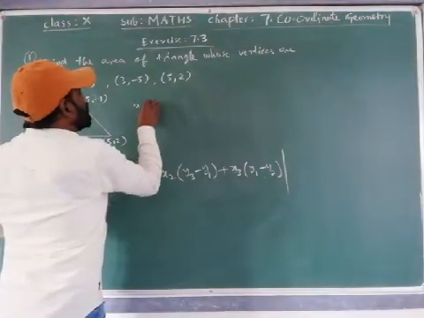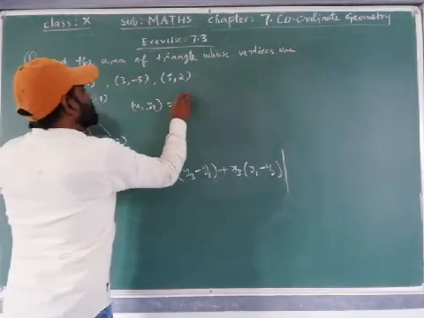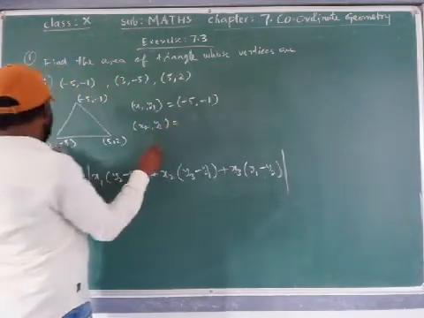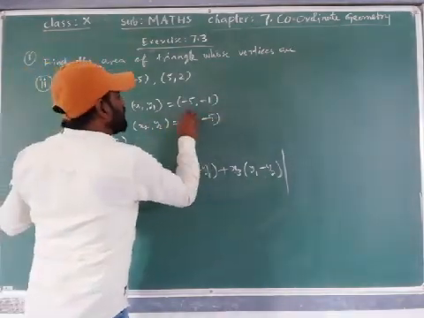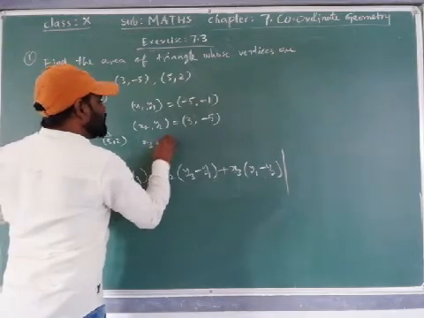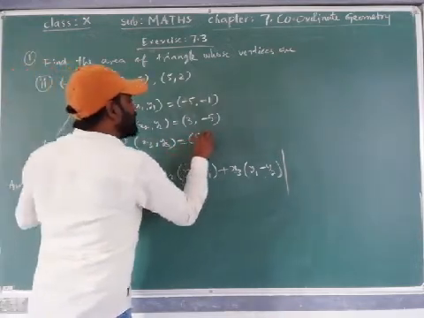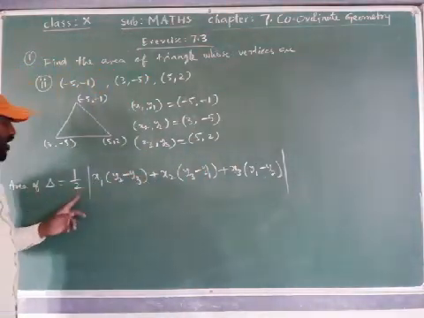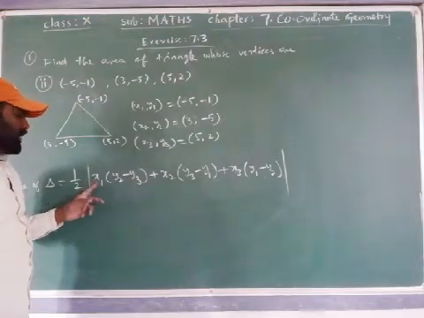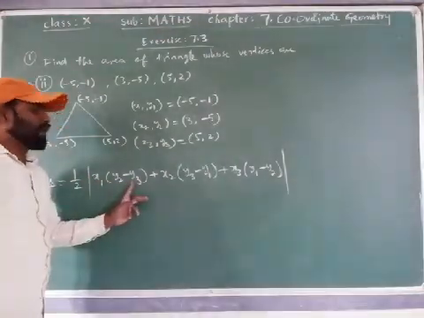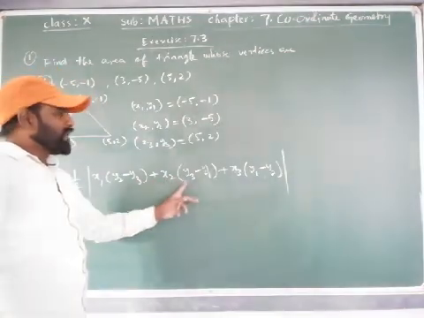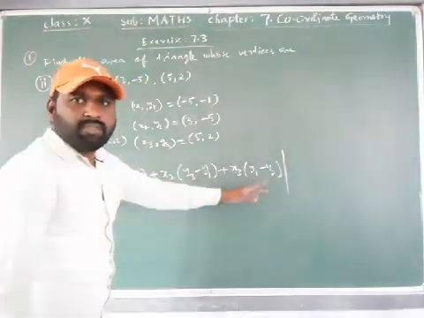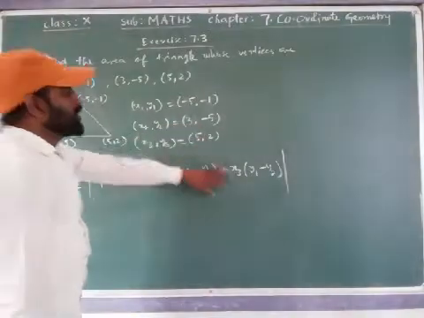So x1, y1. What is x1, y1? Minus 5, minus 1. x2, y2. What is that? 3, minus 5. x3, y3, the third vertex. What is that? 5, 2. Now the same formula is to be used. Area of triangle is half into the modulus, absolute value, of x1 into y2 minus y3 plus x2 into y3 minus y1 plus x3 into y1 minus y2. Just substitute in the correct place the correct values.